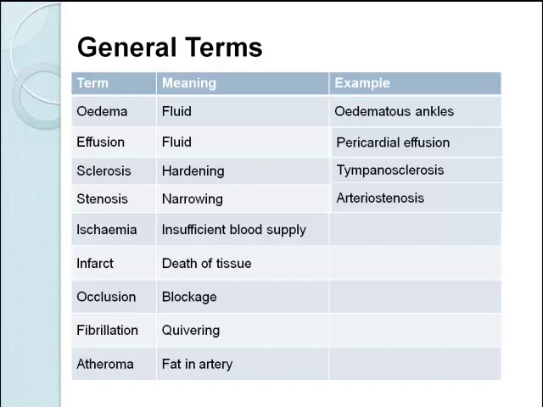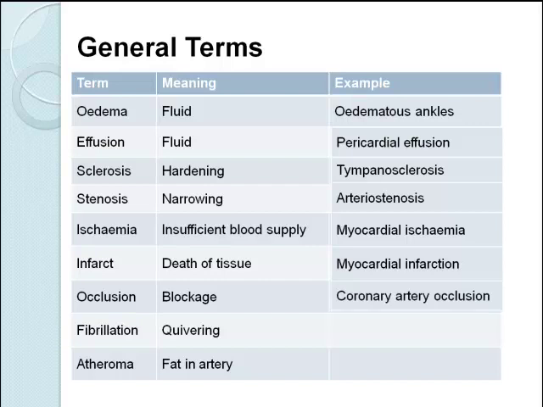Ischemia is insufficient blood supply. Myocardial ischemia would be an insufficient blood supply to the heart muscle. A classic example of myocardial ischemia is angina. Infarct means death of tissue. So an infarct can occur anywhere in the body where there's death of tissue. The one we're thinking about in the heart is a myocardial infarction. That's death of heart muscle tissue, otherwise known as a heart attack.